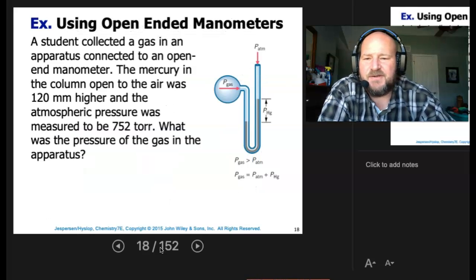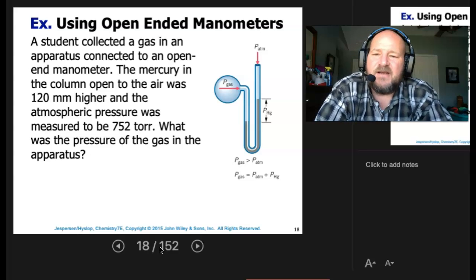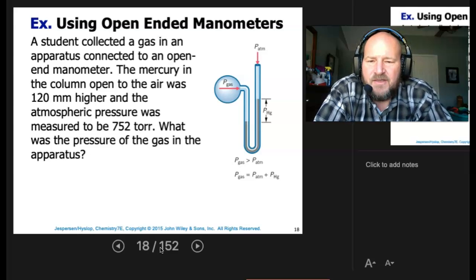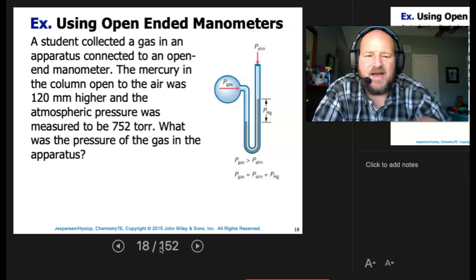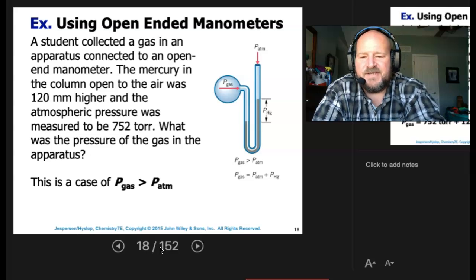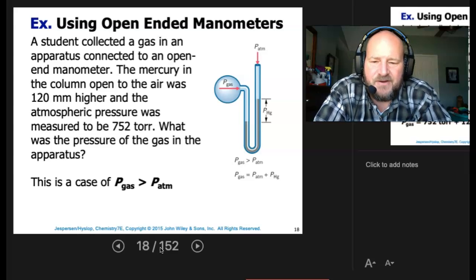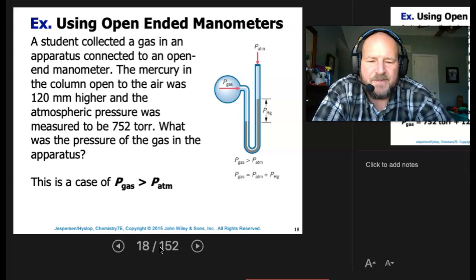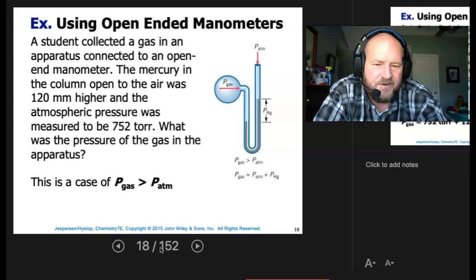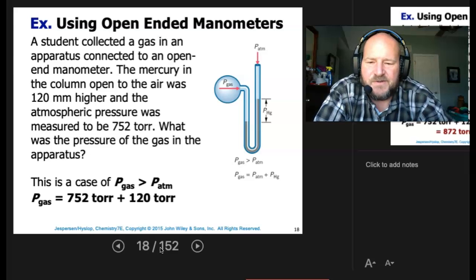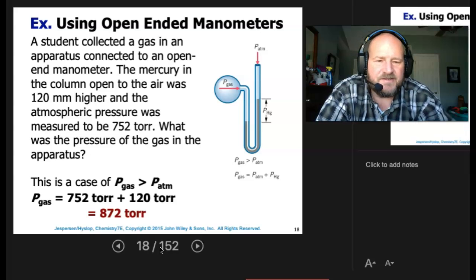So let's see. A student collected a gas in an apparatus connected to an open-end manometer. The mercury in the column open to the air was 120 millimeters higher, and the atmospheric pressure was measured to be 752 torr. What was the pressure of the gas in the apparatus? All right, so this is a case of P gas being greater than P atmosphere. So P gas would equal P atmosphere plus the P of the mercury itself. So 752 torr plus the 120 torr gives us a total of 872 torr.